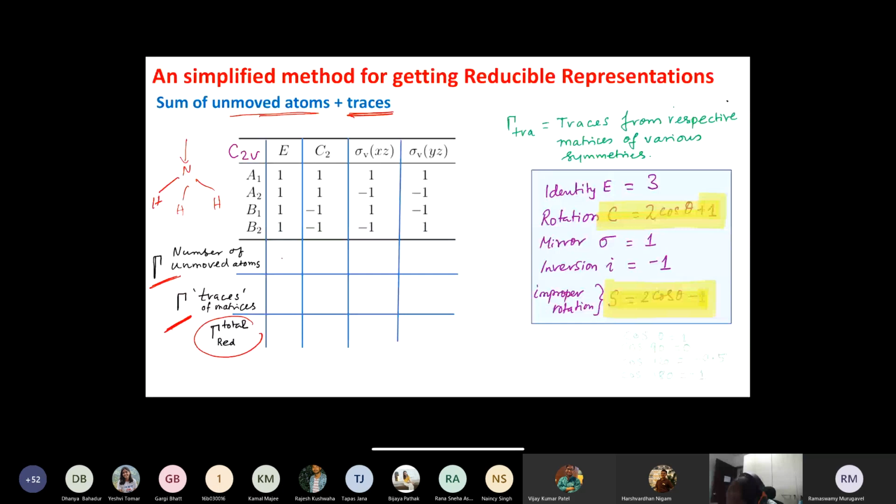I operate E, none of the 4 atoms move. So my value under E will be 4. When I operate C3, all the 3 hydrogens change their positions. Nitrogen remains where it is, so it will be 1.